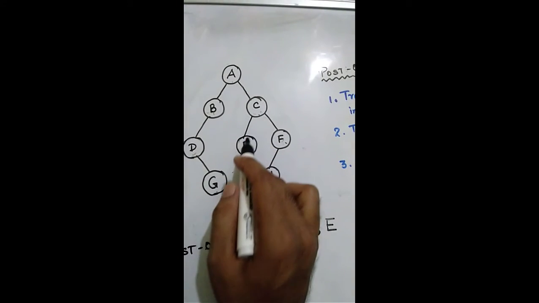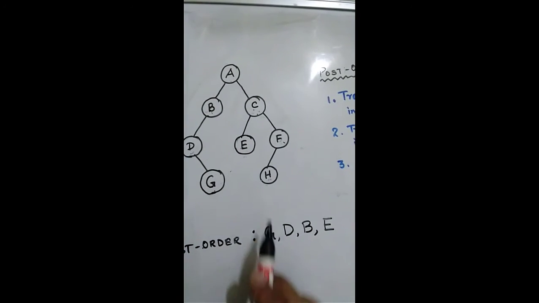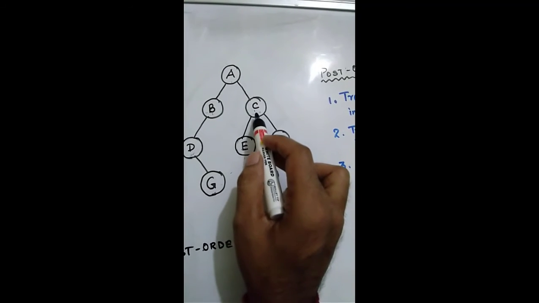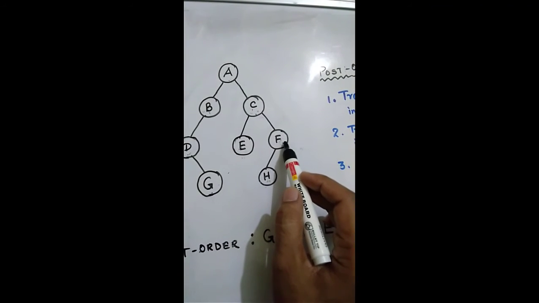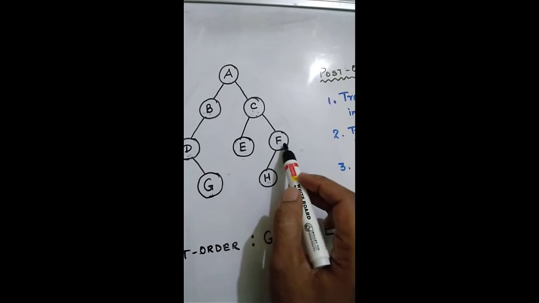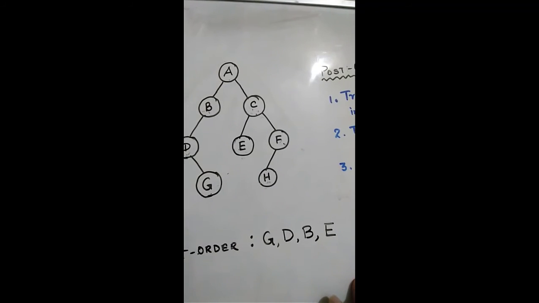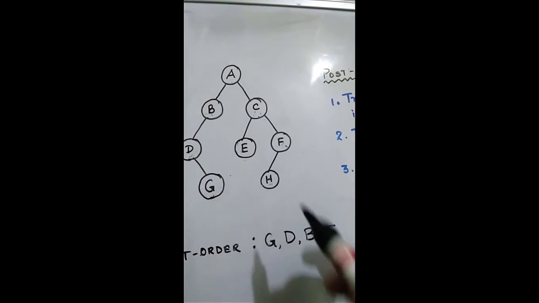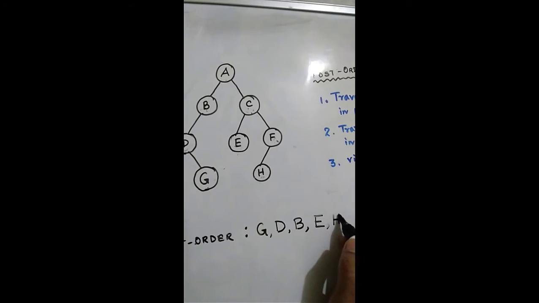Now the left subtree, we have visited the left subtree of C. Considering this part only, we have visited the left part, so we will traverse towards the right part. Here in the right part we have a node F, and F has one child on its left, which is H. So again we will move further left, visit and print the node H.